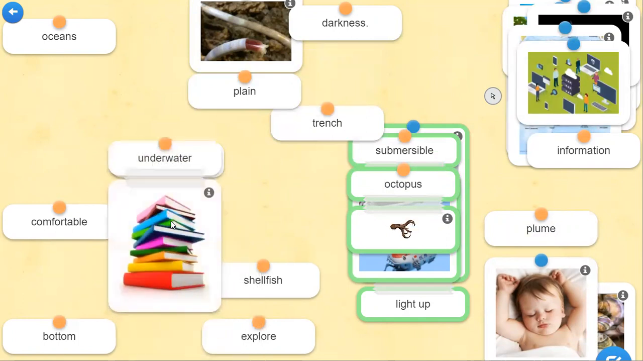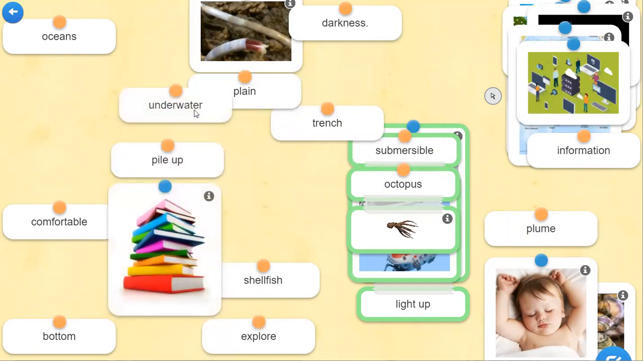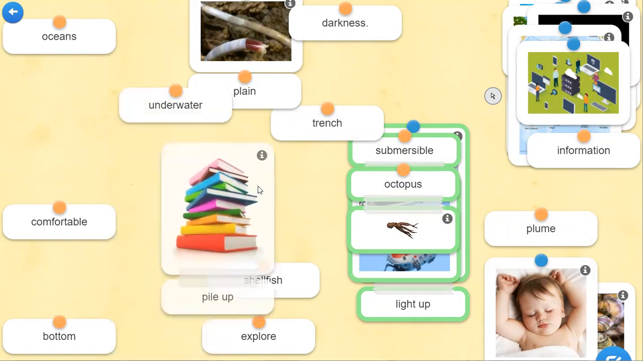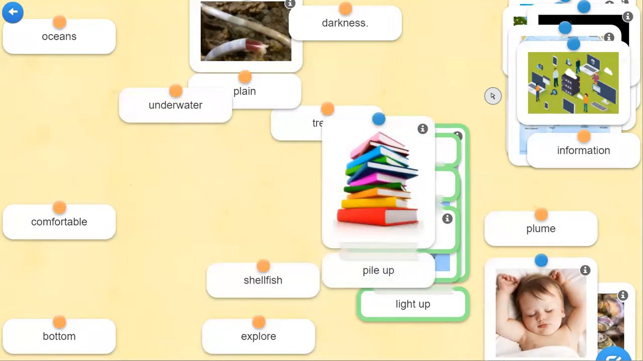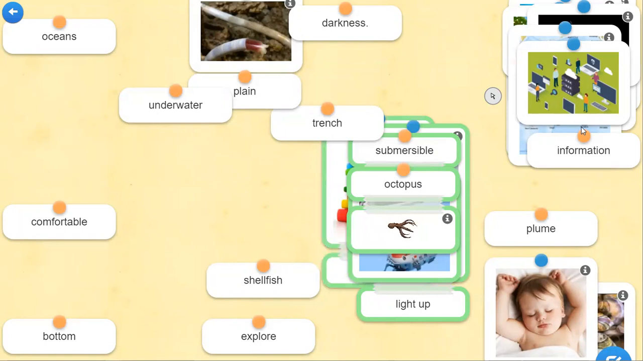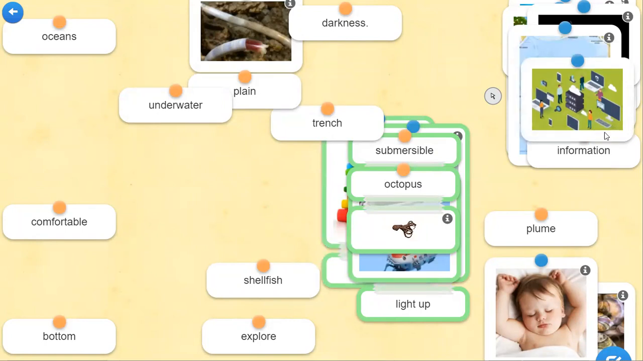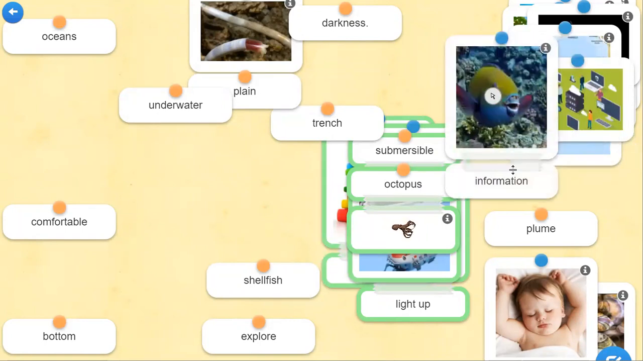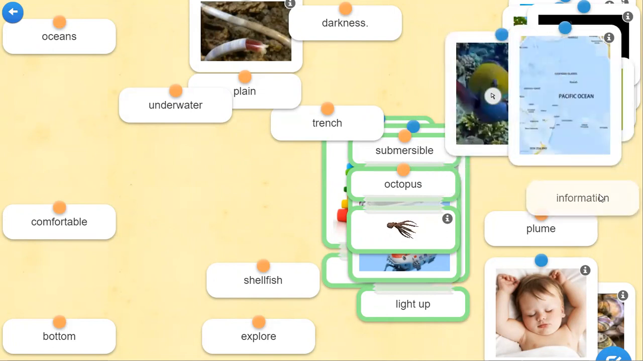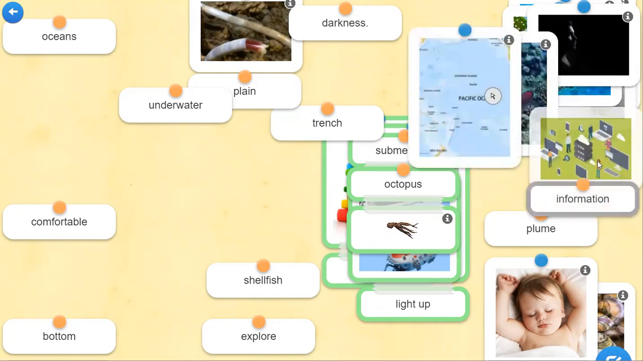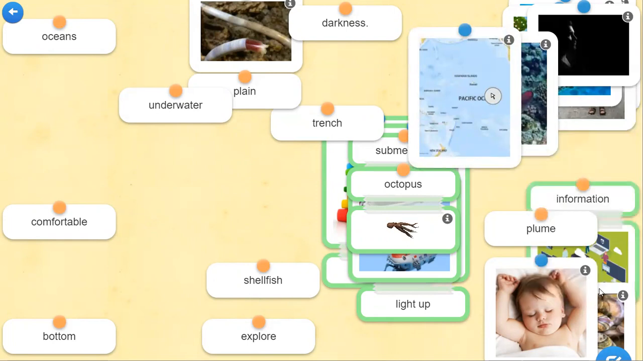Here, my friend, is pile up, not underwater. Pile up means putting things on top of each other. Here is information. We studied that information means some pieces of information, ma'lumat, as we say in Arabic, about different things and about a variety of things. So this is the vocab of yesterday.